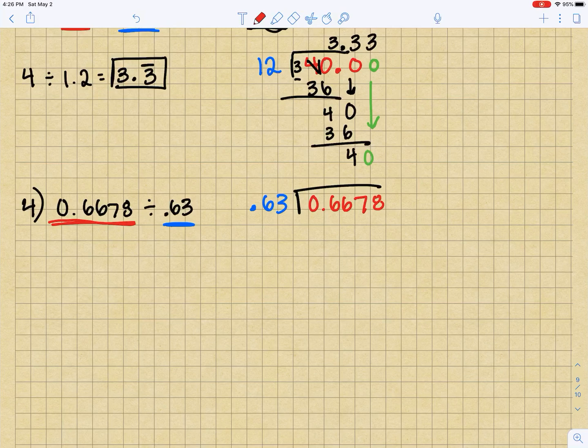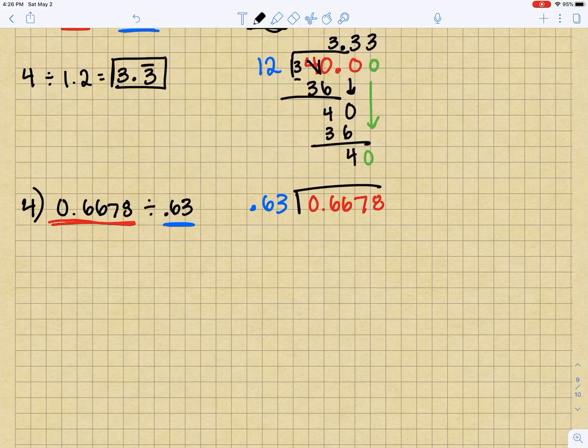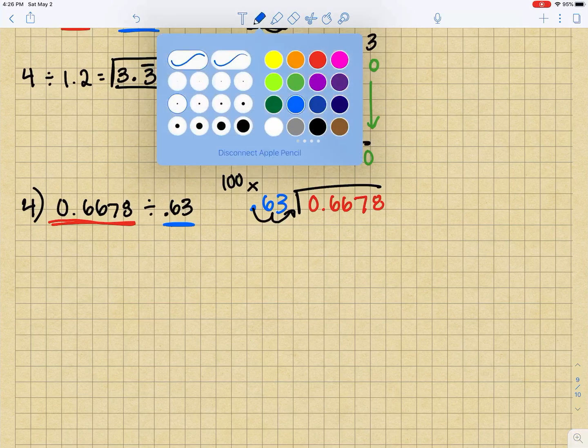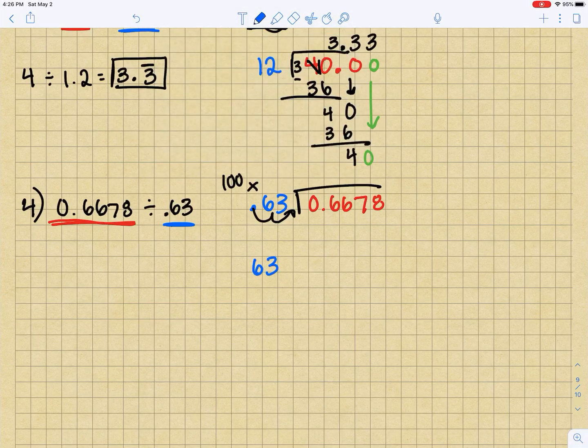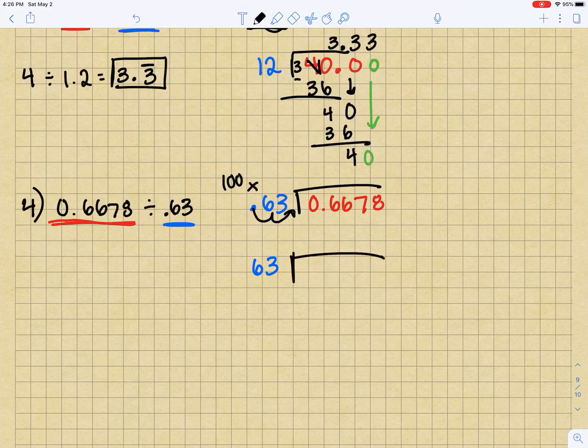Remember, change the divisor into a whole number. How many times do I need to move the decimal here for 63 hundredths? I need to move it 2 times to make it a whole number. So I'm multiplying this guy by 100. So I have 63 now. I do the same thing to my dividend, the number inside. So I'm going to multiply that by 100.